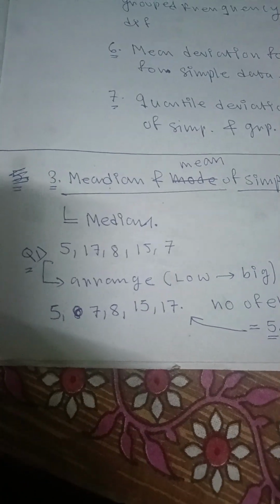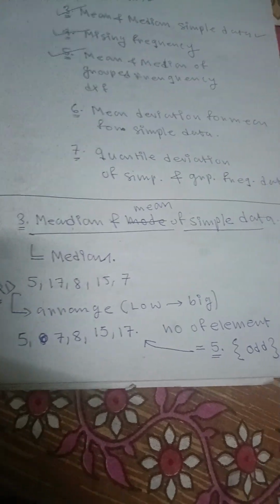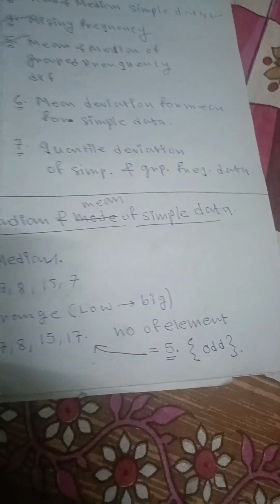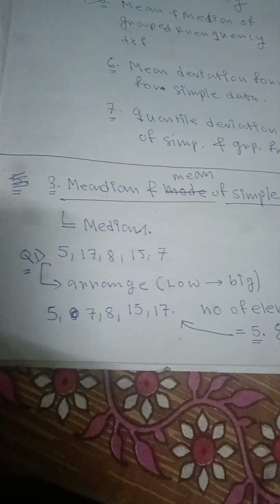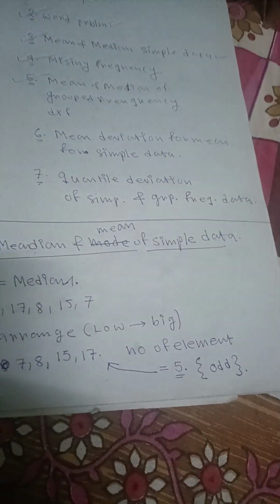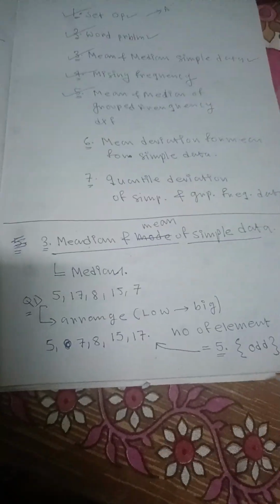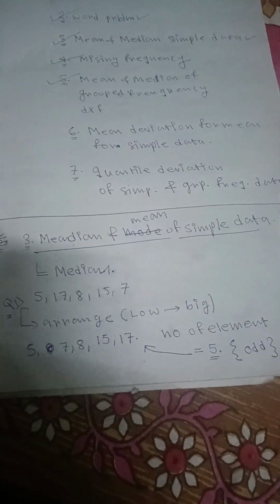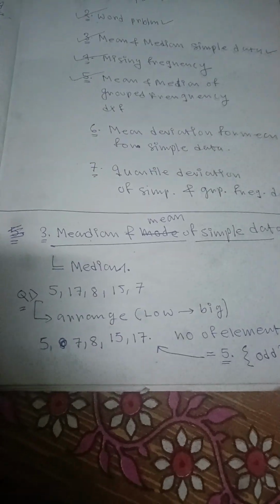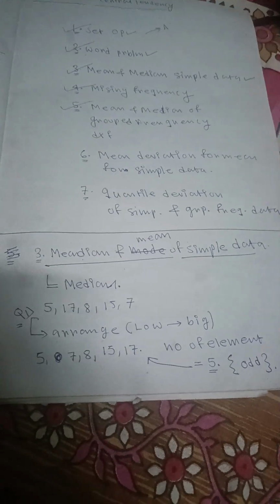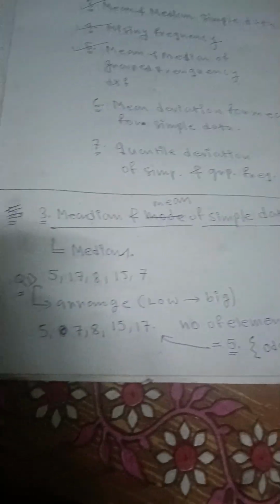So let us first see how we can calculate the median and the mean of simple data. Generally, if mean is given, we must know that it means we are calculating the arithmetic mean of the simple data.